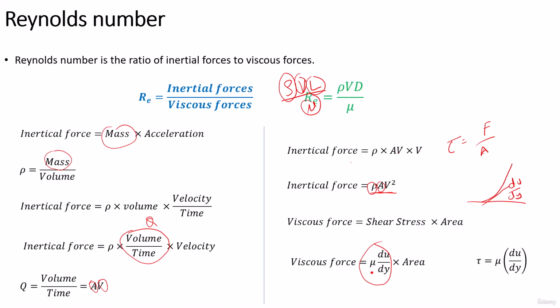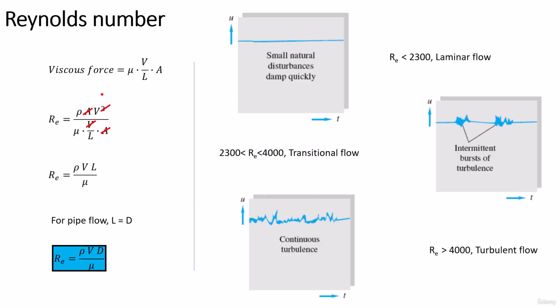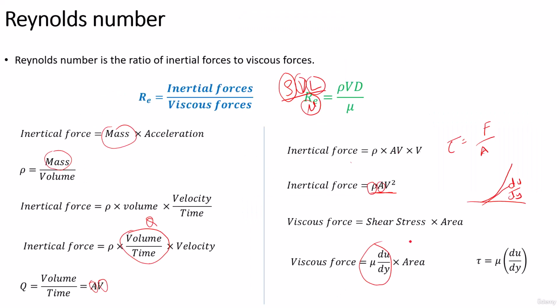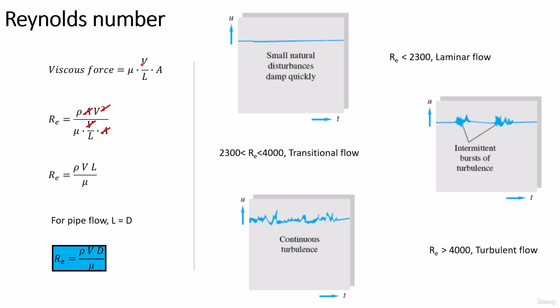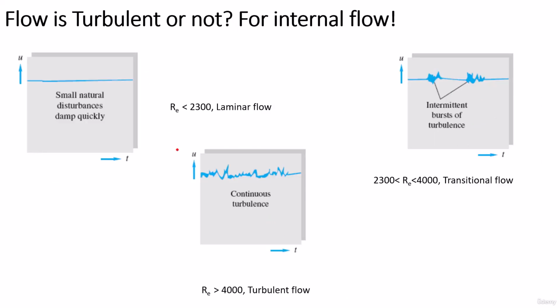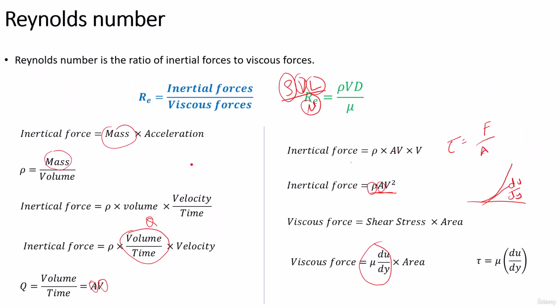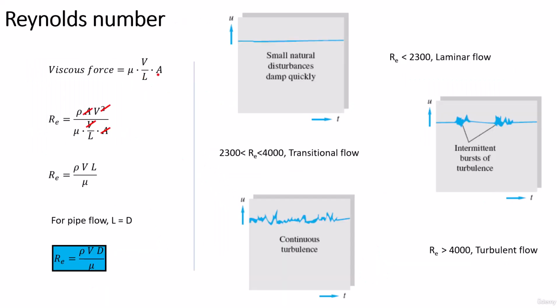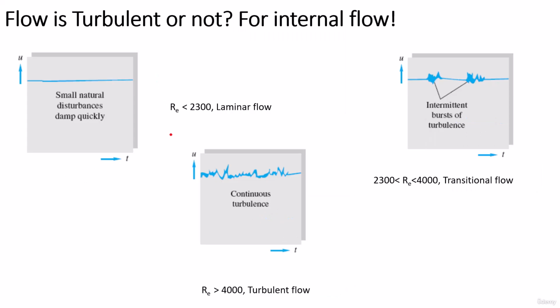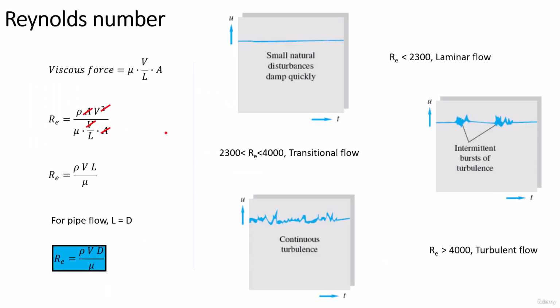So from here we can write mu and du by dy, if you integrate it over the whole length of the geometry. The u becomes the small v and the y becomes the length L, into area. Okay, into area. So we have this formula.